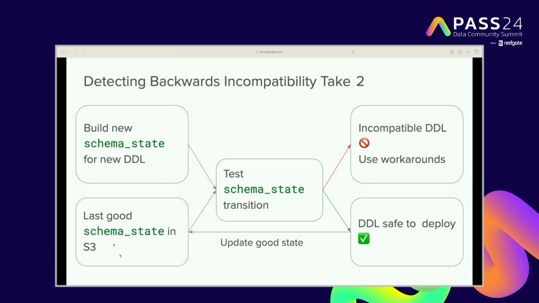You're going to test it against the last known good version in a transition test. And this has a bunch of rules. If you pass the rules, then your DDL is safe to deploy, and it would not cause a backwards compatibility issue. And if that happens, we also update the last known good state. But if it's not safe to deploy, we catch it before it goes to production, and we use workarounds.